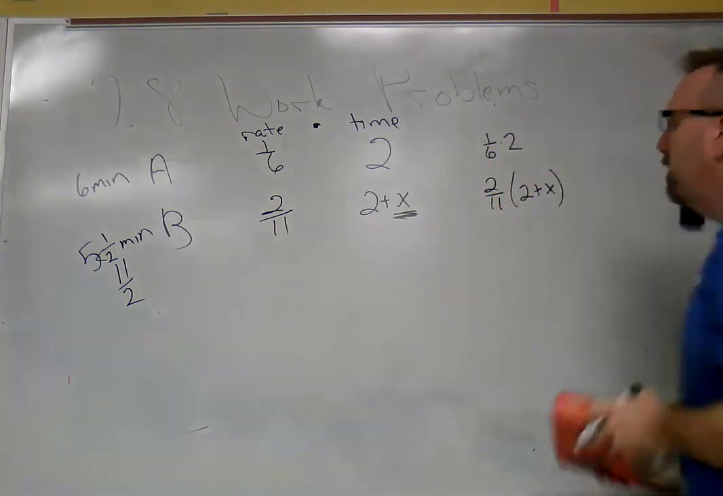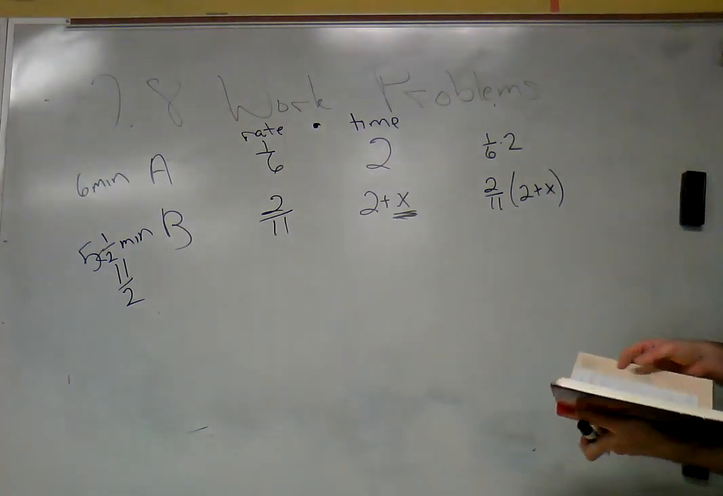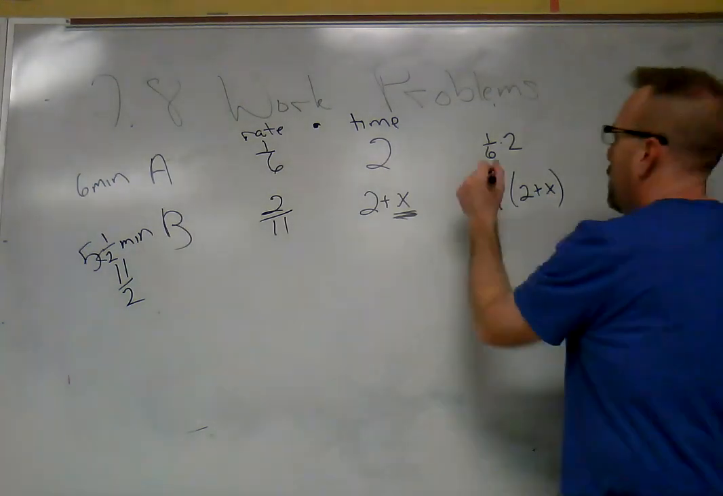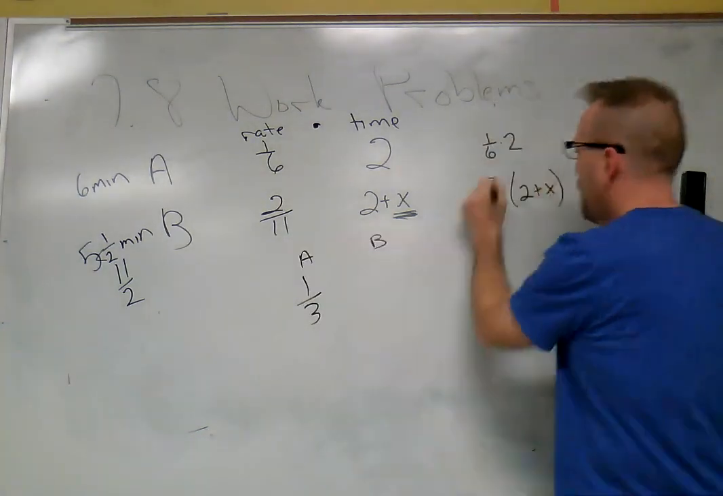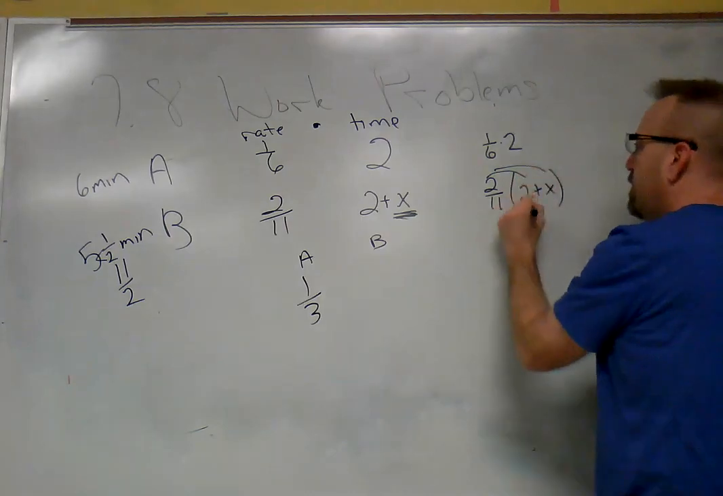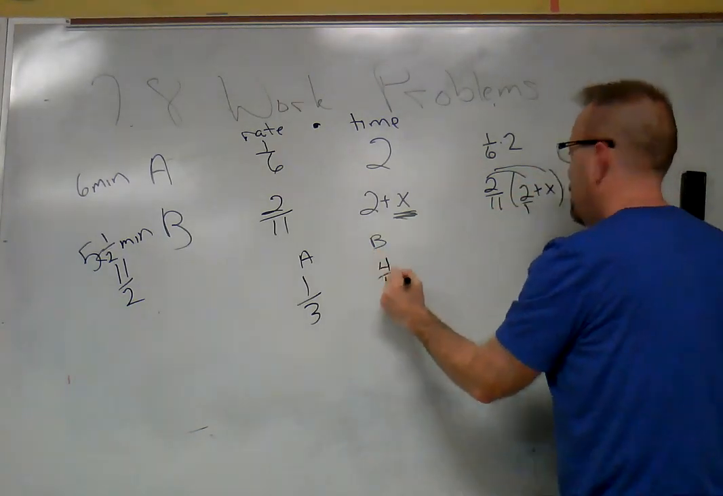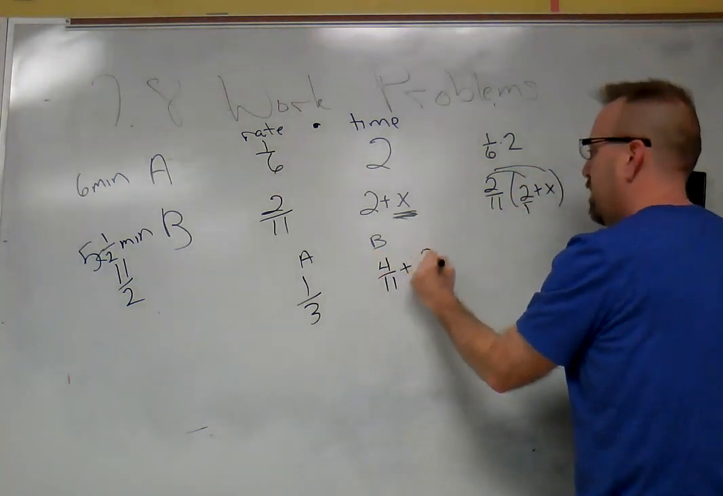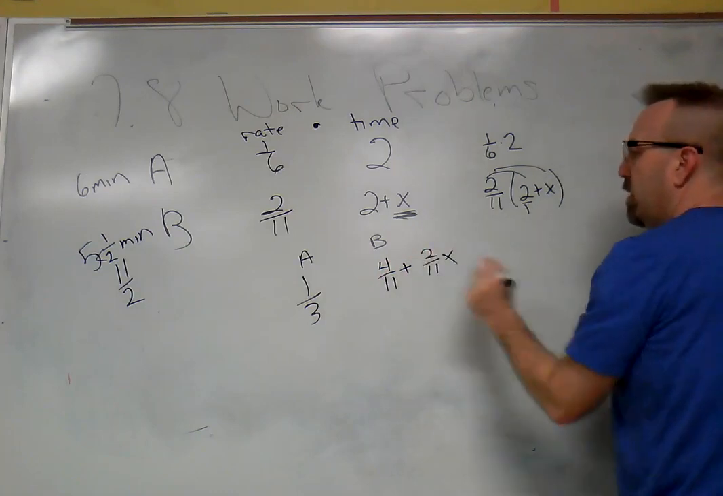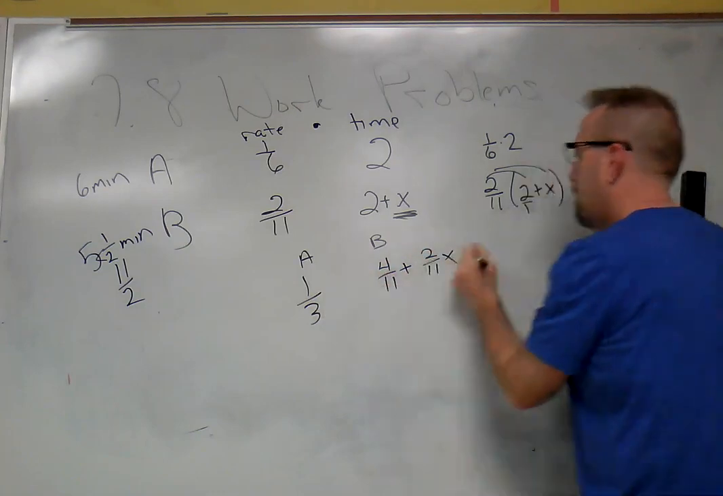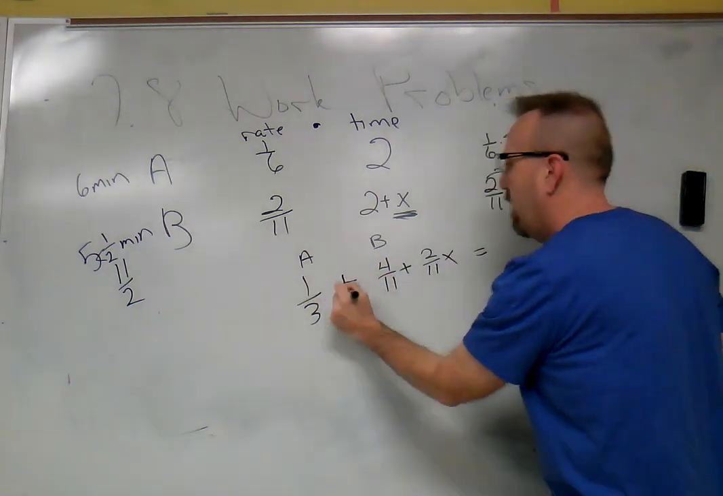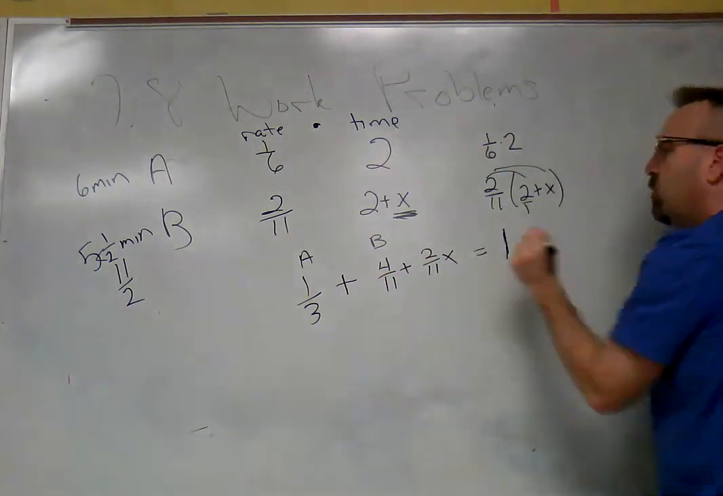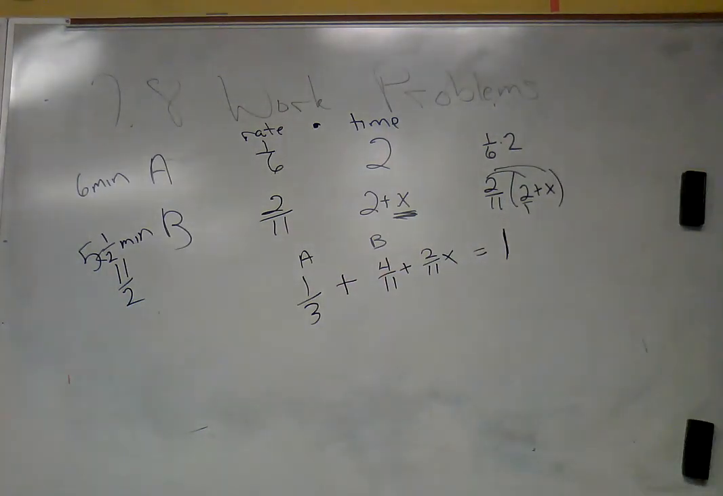What is 1/6 times 2? 1/3. This is A, this is B. We need to distribute, so we get 4/11 plus 2/11 x. Anybody remember what we did with these two in order to talk about the entire job? They're working together, so we add. The entire job is 1. We should go ahead and add and subtract fractions. That's nice and fun, isn't it?